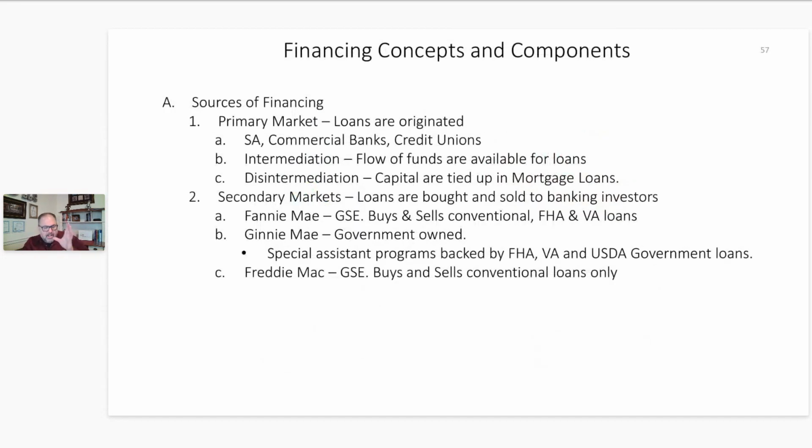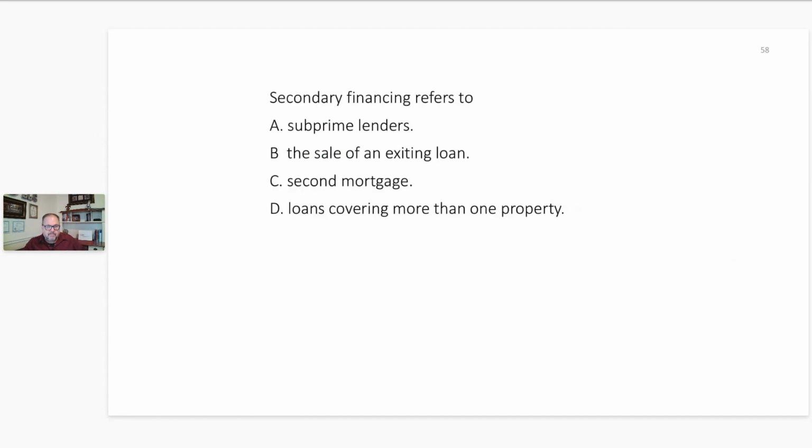And again, the primary market consists of savings associations, that's what SA is, commercial banks, credit unions. That's where loans are originated. Intermediation means they got money to lend out. Disintermediation means they don't. This is where they go to the secondary market, Fannie Mae, Ginnie Mae, and Freddie Mac, to sell their loans, to recoup, to lend money back out.